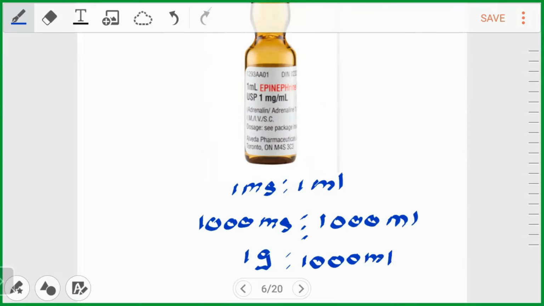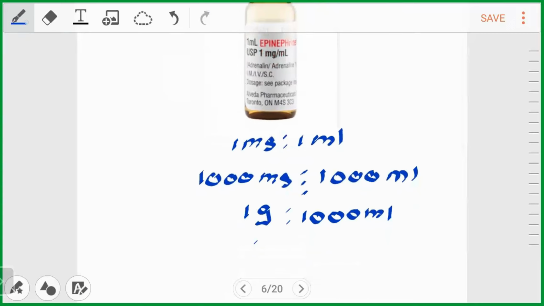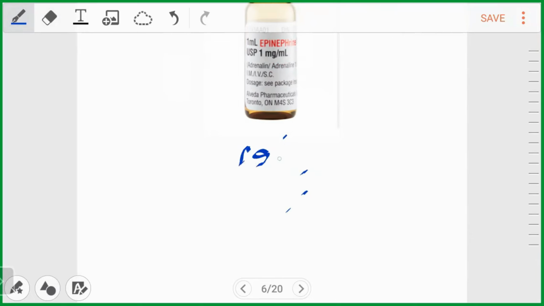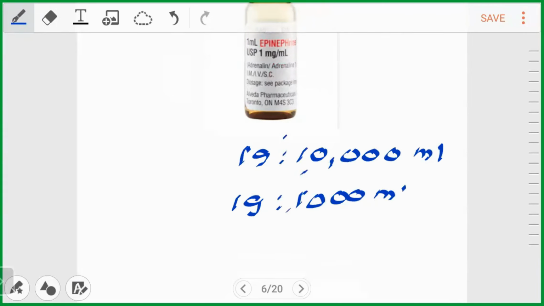So 1 in 1,000 means this. If you want to get 1 gram of adrenaline from this preparation, you need 1,000 ml, right? This is what we call 1 in 1,000. In contrast, what does 1 in 10,000 mean? Similarly, if you want to collect 1 gram of adrenaline, it should be included in 10,000 ml. The original preparation is 1 gram in 1,000 ml.